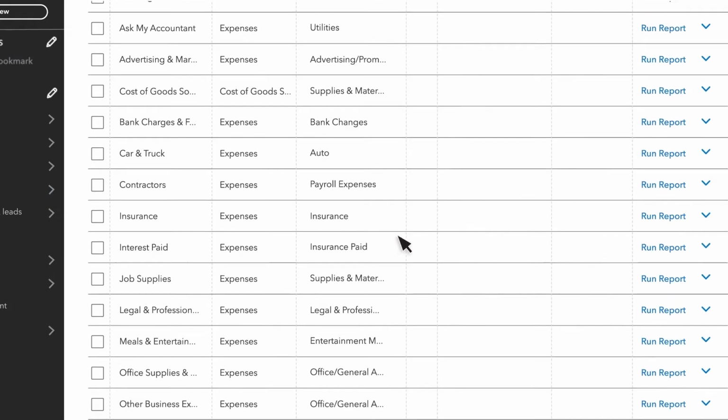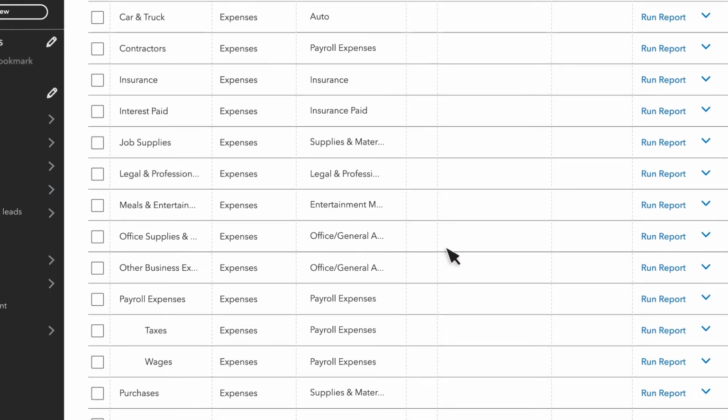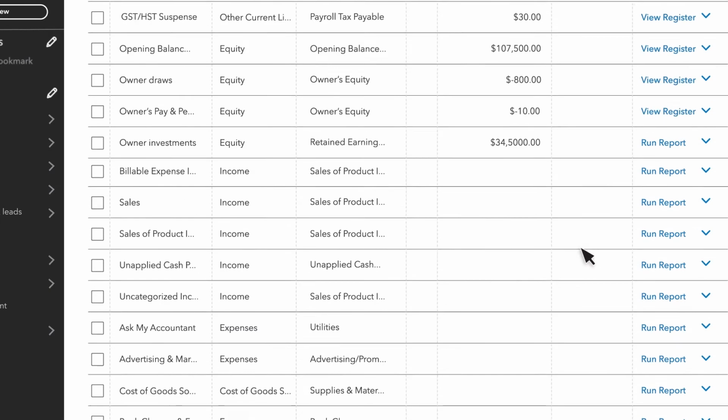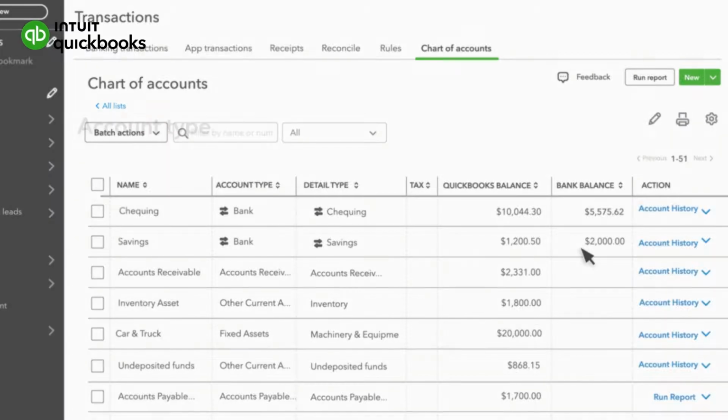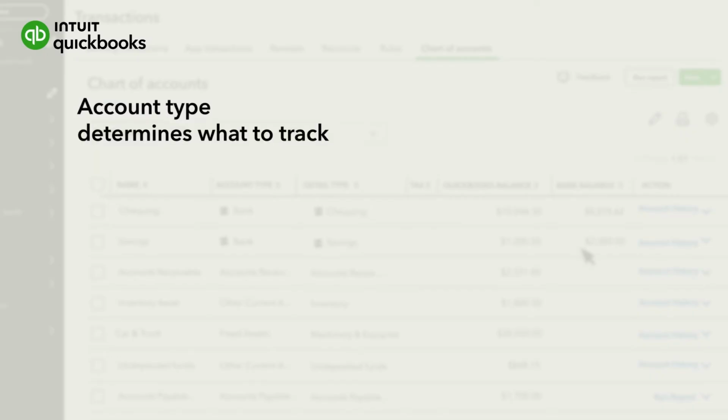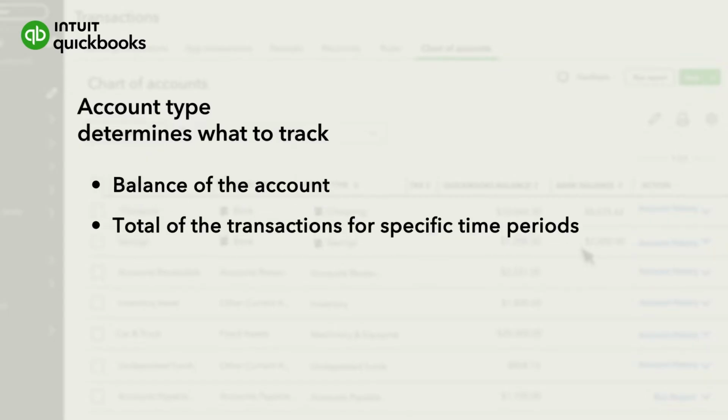But down in the office supplies expense account, you don't see a balance like you do with the accounts at the top. Let's look closer at the types of accounts to see why. Each account uses a specific type. The type tells QuickBooks what the account should track, either the balance of the account or a total of the transactions for specific time periods.